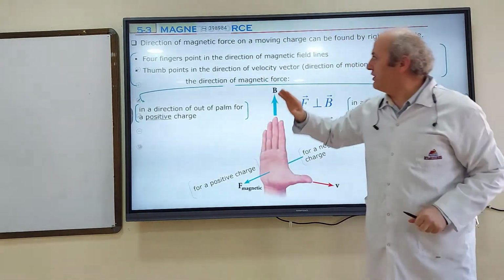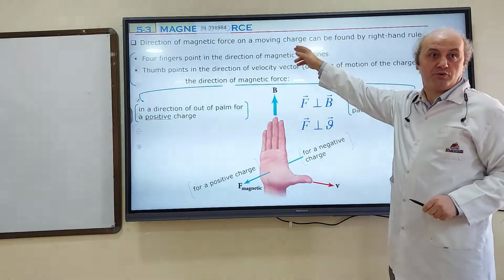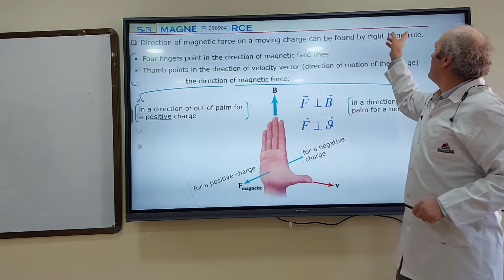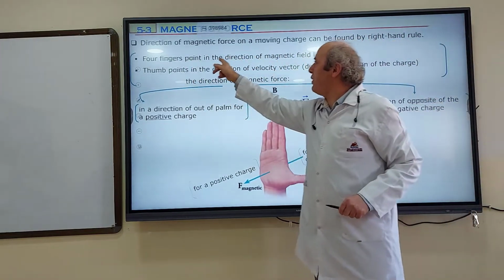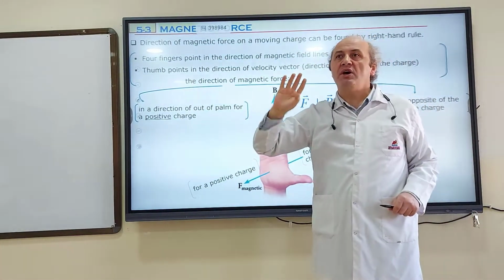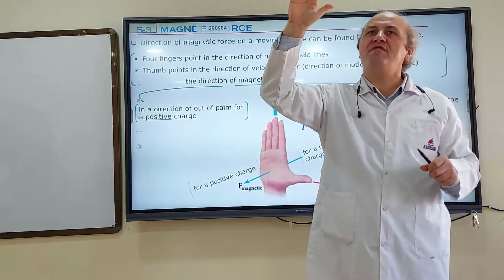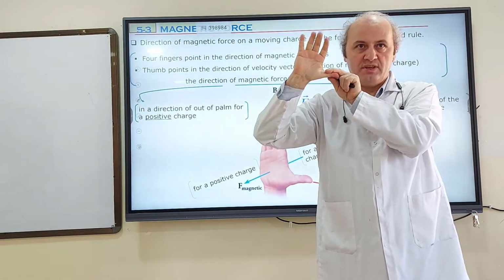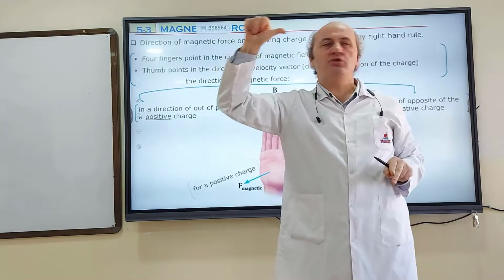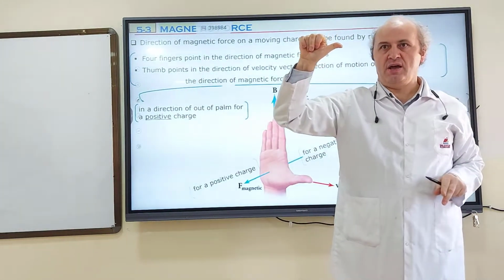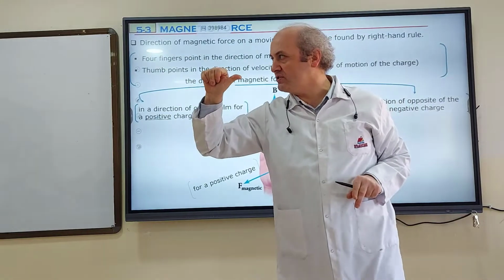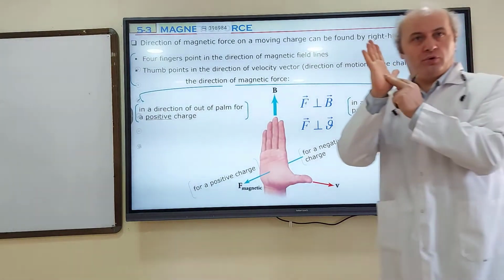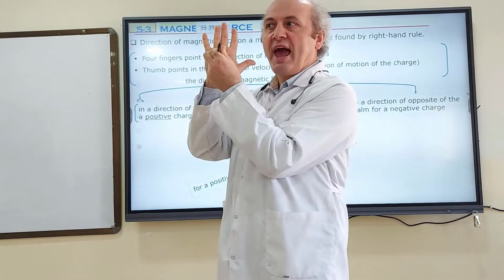Now, what is represented in here? Direction of the magnetic force on a moving charge. Of course, the charge must be moving, otherwise there will be no magnetic force. You know that. It can be found by the right-hand rule. Forefingers point in the direction of the magnetic field lines. In which direction the magnetic field is, your forefingers will represent the magnetic field direction, B. This is B. The thumb will show the direction of the velocity, in which direction the particle is moving. And the palm will show you the magnetic force acting on the charge.